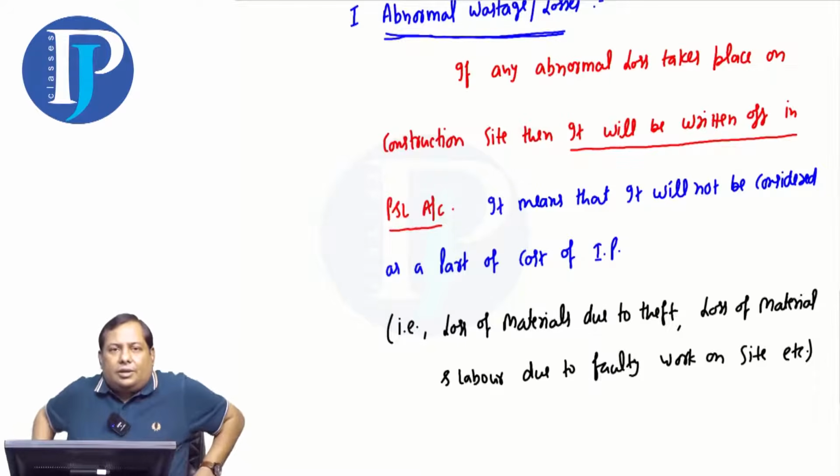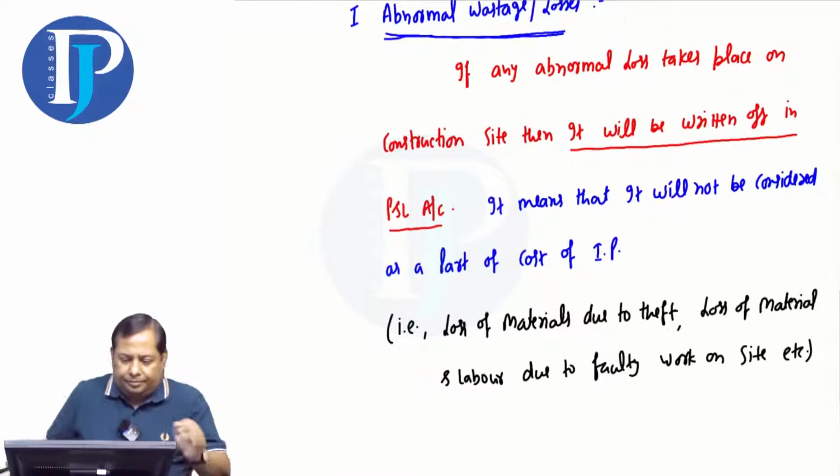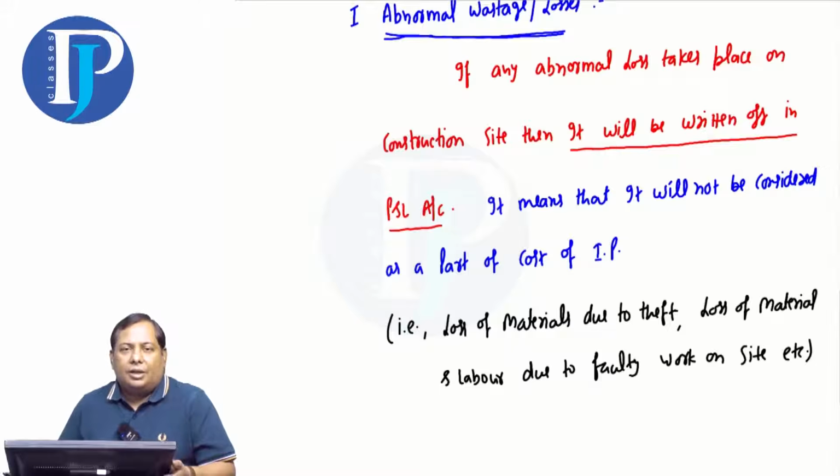Abnormal loss can be anything. The laborers fought at the site. They fought aggressively and beat each other up. So the police arrived, so we had to pay and our work on the site also stopped. These come in abnormal loss category. What is the issue? The abnormal loss is never a part of the cost.